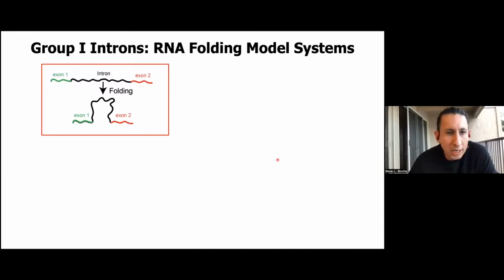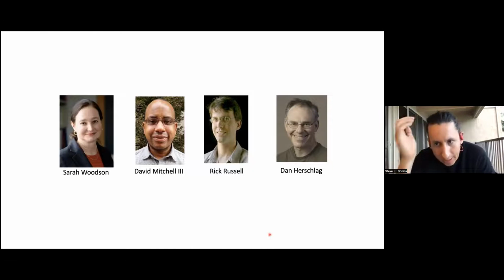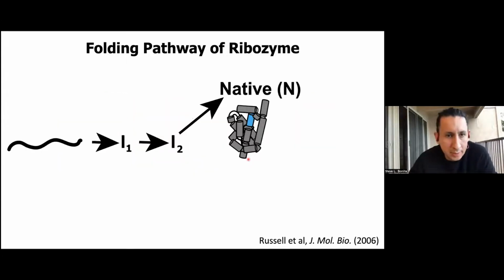All right, so we're talking about the folding of that structure. How do you get to that structure in the first place, or how can it misfold? But before I do that, I want to give credit to some of the people that through many years of work figured many of these things out, even without having 3D structures. And the project that I'm about to show you builds from their work. Many of the models that I will discuss are based on biochemical and functional studies done by Rick Russell when he worked as a postdoc in Dan Herschlag's lab, and later work done by David Mitchell III when he was in Rick Russell's lab. And a lot of this work was based on previous observations made in Sarah Woodson's lab. And of course, there are many other colleagues and groups that have been building our understanding of RNA folding through the years.